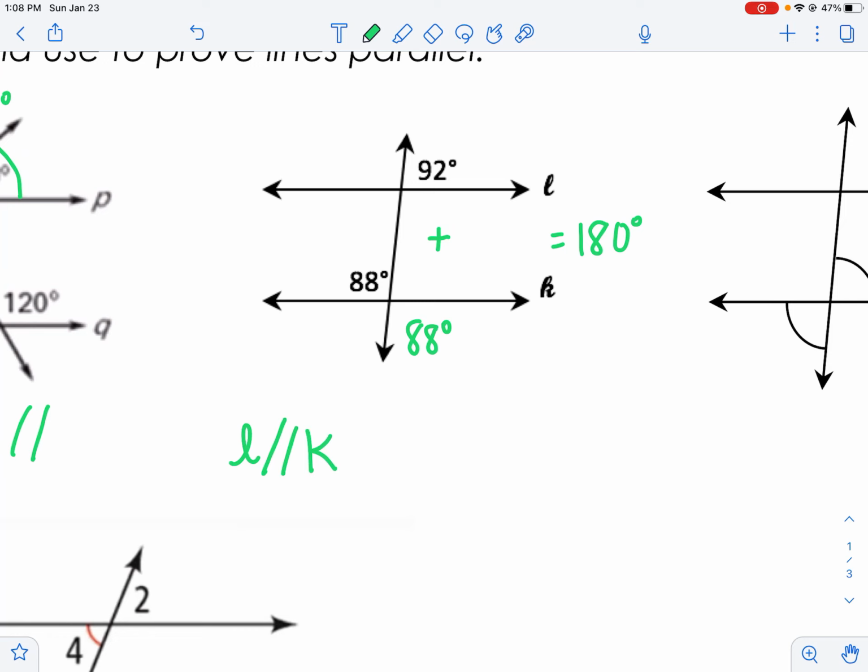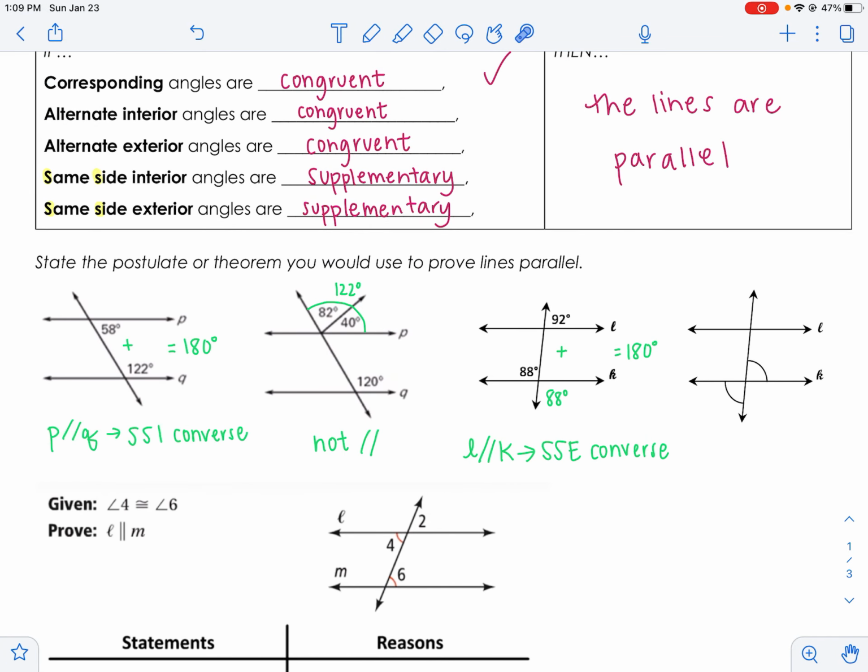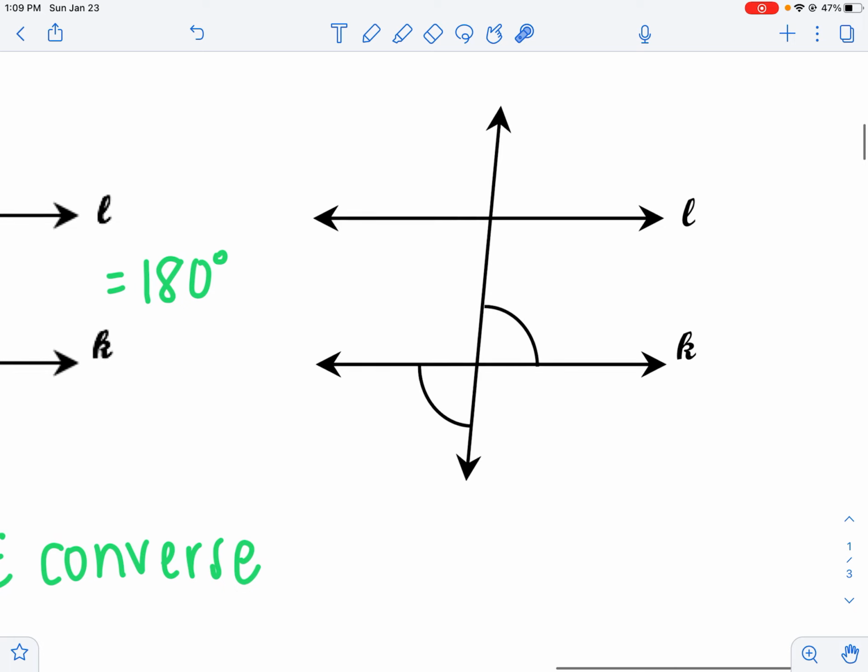Well, they do add up to 180, which means that L is parallel to K, and my reason would be by the same side exterior converse. The same side exterior angles were supplementary. Yep. So then the lines are parallel.